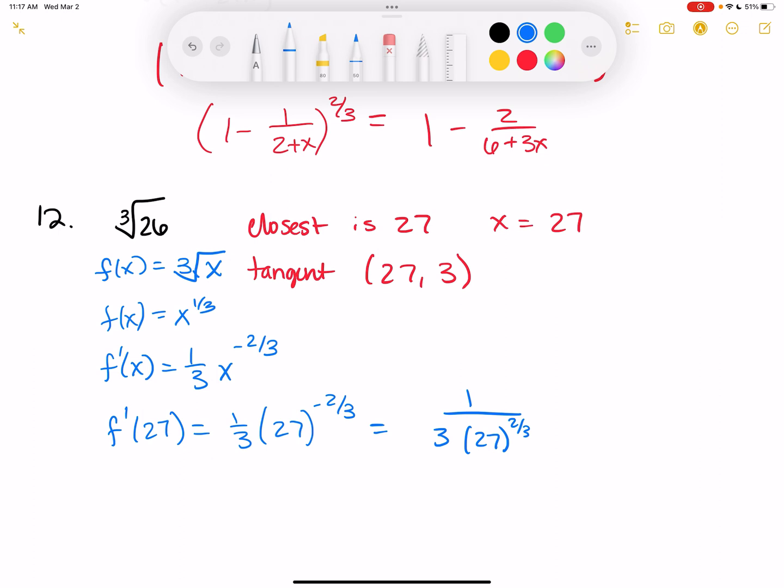So 27, take the cube root, that gives you 3. 3 being squared gives you 9, times the 3 that's out front, is 27. So your answer is going to be 1/27.